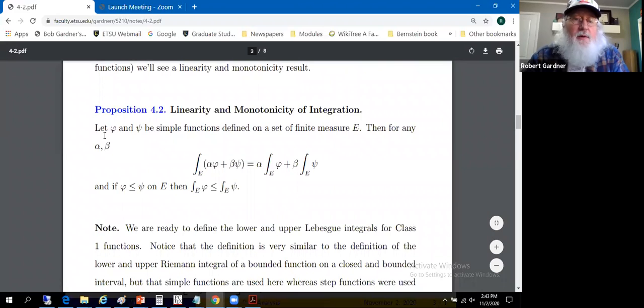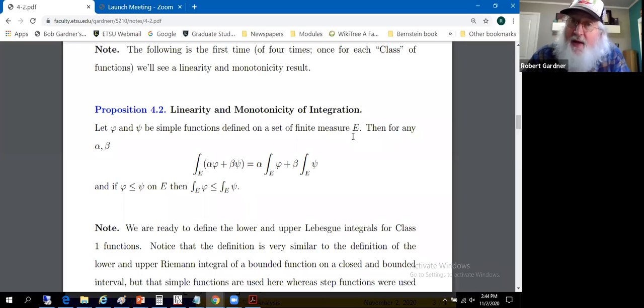And that result for simple functions says, let phi and psi be simple functions defined on a set of finite measure. By the way, all simple functions are bounded because they only take on a finite number of values. That was a definition of a simple function. The claim is for any alpha and beta, the integral of alpha phi plus beta psi equals alpha integral of phi plus beta integral of psi. This is the linearity result. The monotonicity result says if phi is less than or equal to psi on set E, then the integral of phi is less than or equal to the integral of psi.